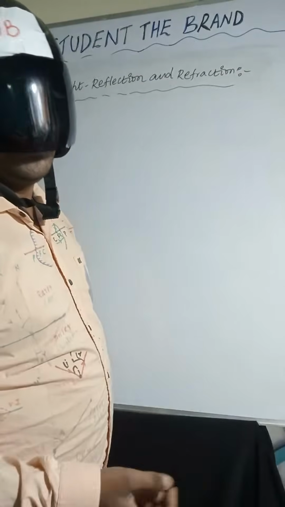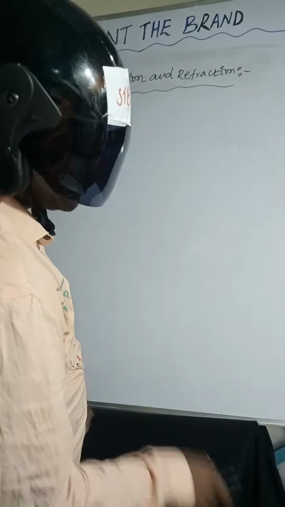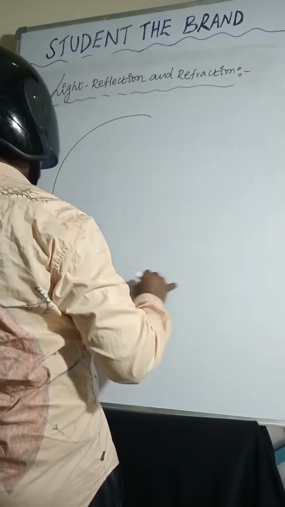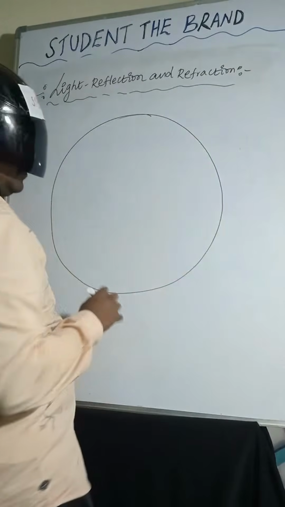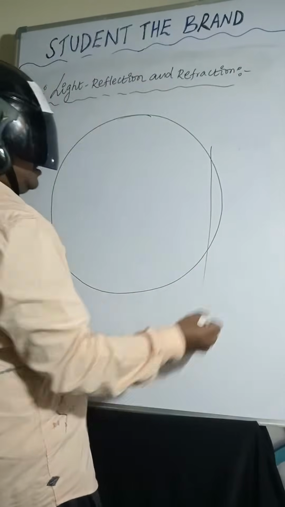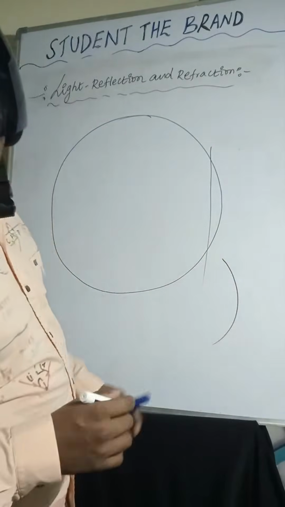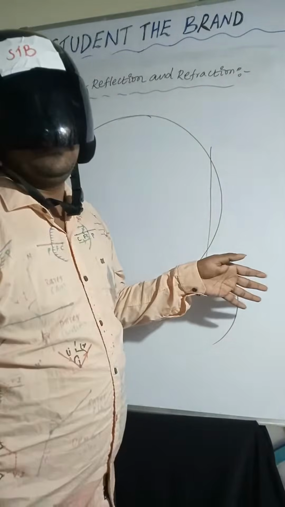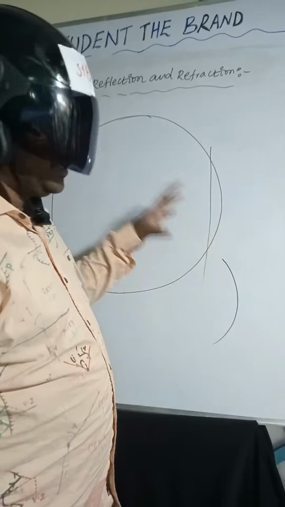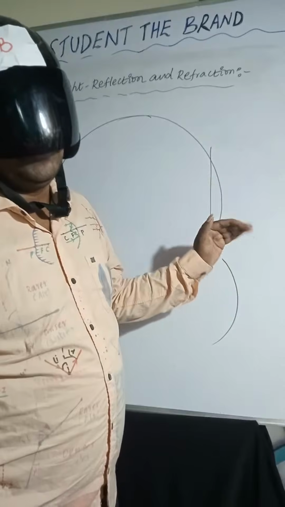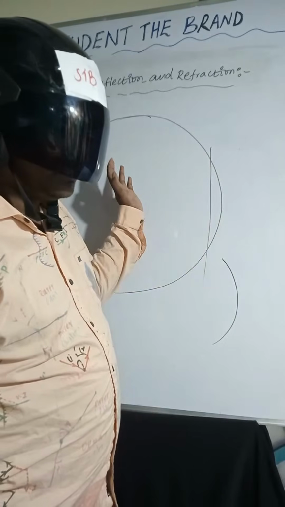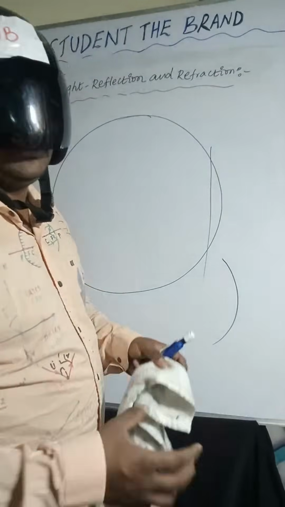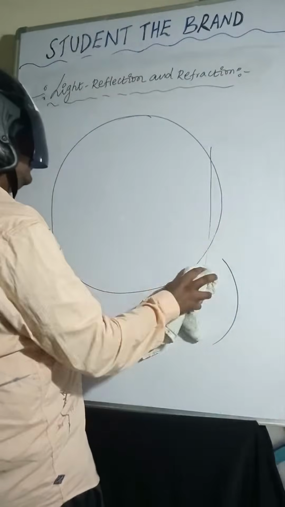So start with the spherical mirrors. If you take a small portion of the entire sphere, that is called curvature. That is a spherical mirror. Reflection takes place inward is called a concave mirror. Reflection takes place outward is called a convex mirror. So we'll discuss now.